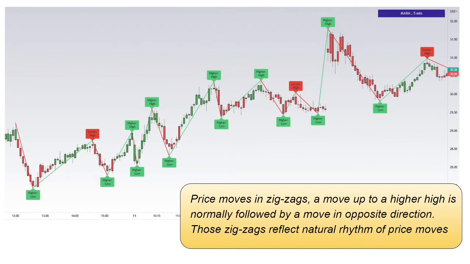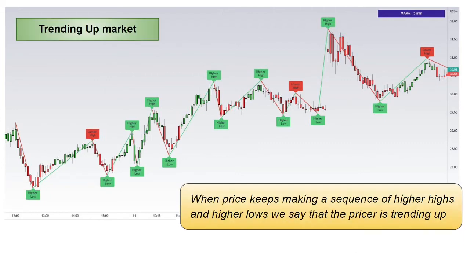It's like in dance, we make one step up, one step back, one step up, and price moves in those zigzags all the time. So what is a trending up market? When price keeps making a sequence of higher highs and higher lows, we say that the price is trending up. You can see that every push up manages to make a higher high. So here it was a lower high, a pullback, bears came up, we got attracted by a higher low, we started to buy, and we finally pushed the price to a higher high.